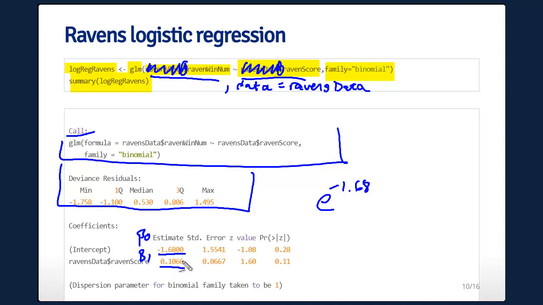And this is the increase in the log odds per every point that they score. And then e to that number is the relative increase, the odds ratio, for a 1 unit increase in score. And if we had included other variables down here, that interpretation would be holding these other variables constant.